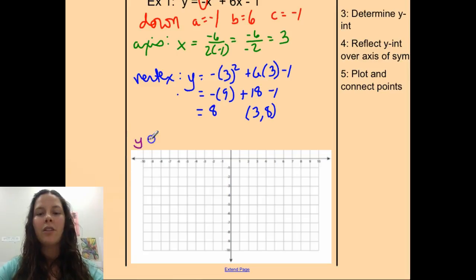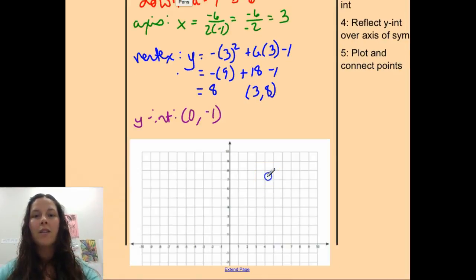Finally, we can use our shortcut to find our y-intercept, 0, and then our c value, which is negative 1. Now we only have 2 ordered pairs that we're graphing, so it's really important that we use our axis of symmetry, like I showed you for factored form, to get a third point, otherwise you can't graph a parabola at all. So we'll start by plotting the 2 points we have.